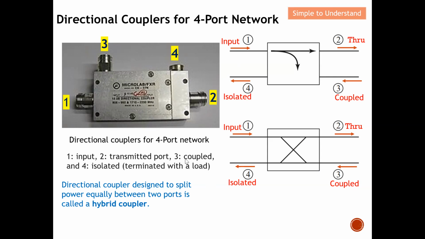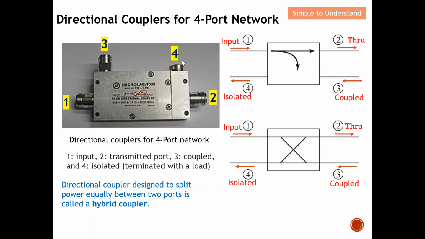Port 3 will be the coupled port. What does a coupled port mean? For example, as I illustrated earlier on, most of the power should be transmitted from port 1 to port 2. If I couple 10% of the power from port 1 to port 3, just 10%, then this port 3 will be able to indicate how much power is actually transmitted from port 1 to port 2. So basically, this is known as a coupled port.